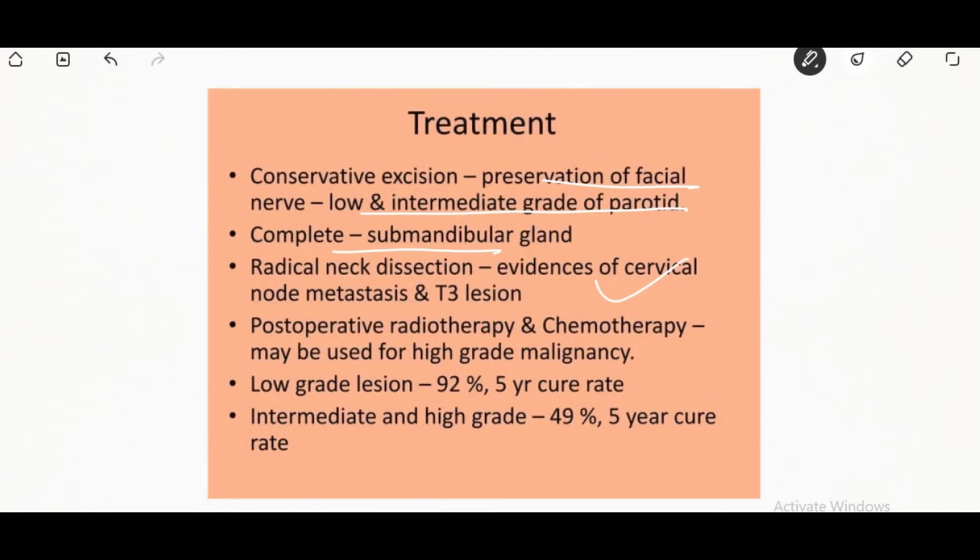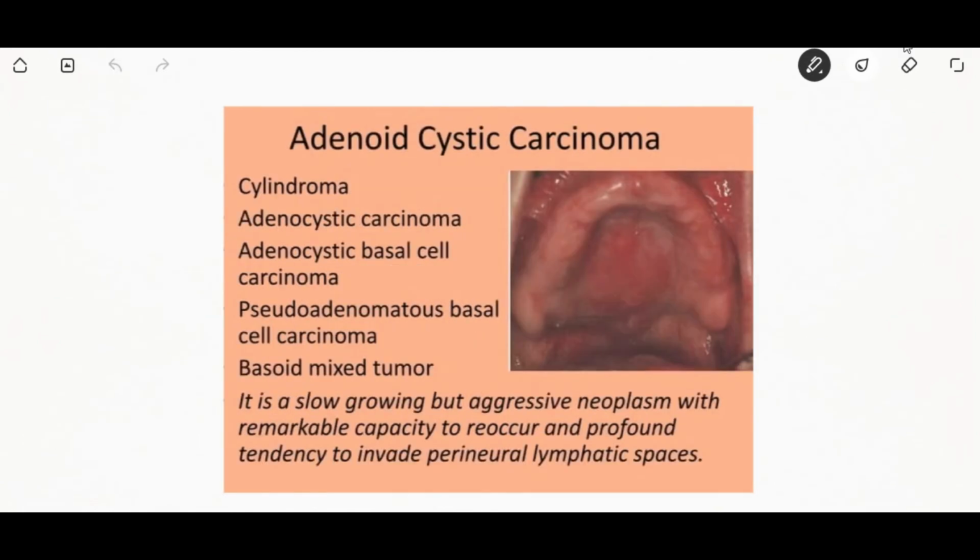Radical neck dissection is performed in patients showing clinical evidence of cervical nodes metastasis and is considered with T3 lesions. Postoperatively, radiotherapy and chemotherapy may be used.